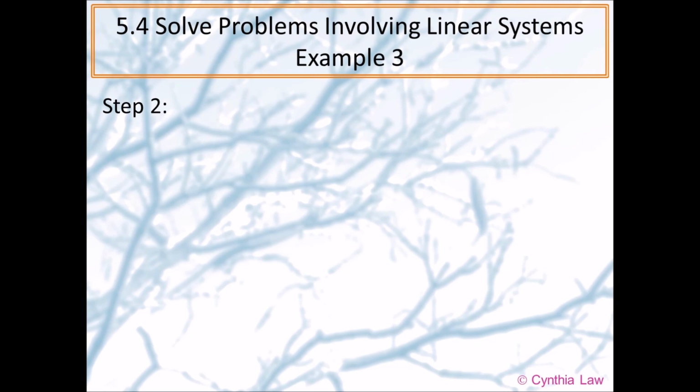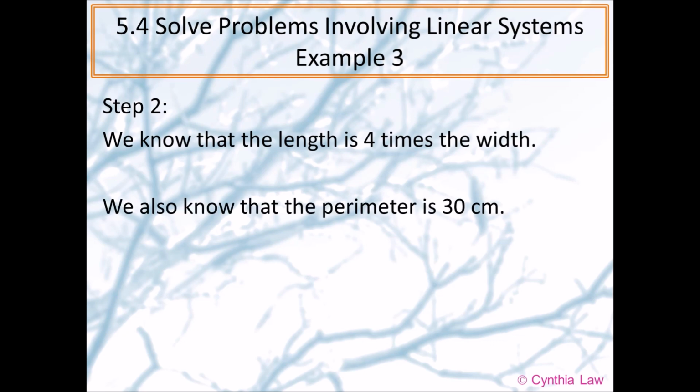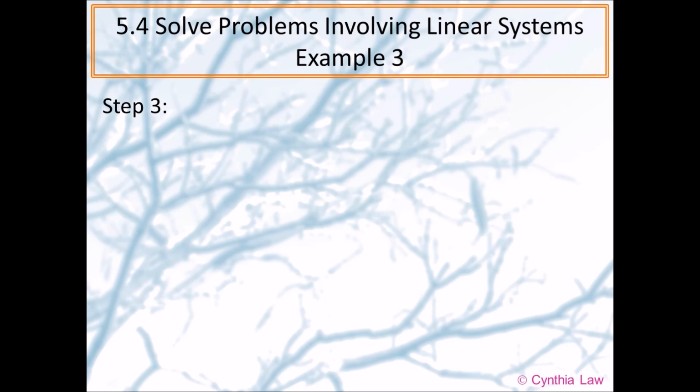Step 2, we want to identify the information given to us. We know that the length is 4 times the width. That's going to be one equation. We also know that the perimeter is 30 centimeters. So the formula for finding the perimeter is going to be our second equation. Step 3, pick out the information we need to solve the problem. We need everything, so there's nothing to be skipped.